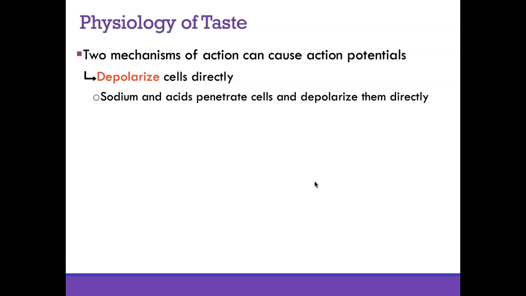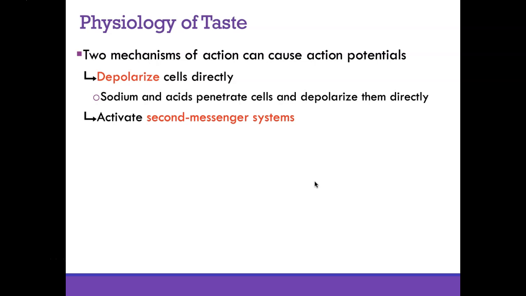Like H plus is in acids, right? Like citrus fruits. When you eat a citrus, those protons, those acidic molecules, can directly depolarize cells and tell the brain that you're eating something sour.